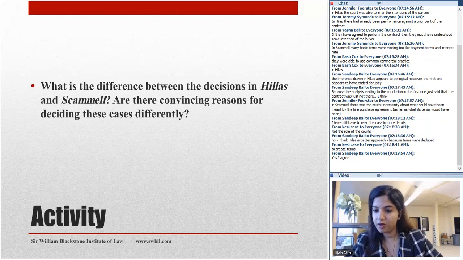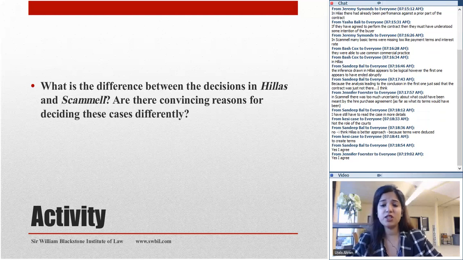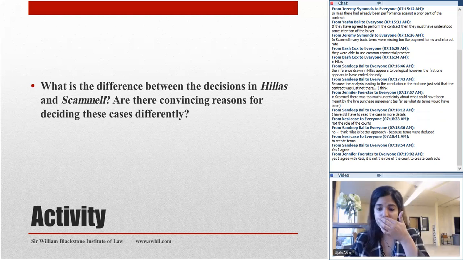Okay, so Jennifer is saying that in Scammell, there was too much uncertainty. Yes. So Jennifer is saying there was too much uncertainty about what could have been meant by hire purchase agreements. Absolutely right. So there was too much uncertainty.